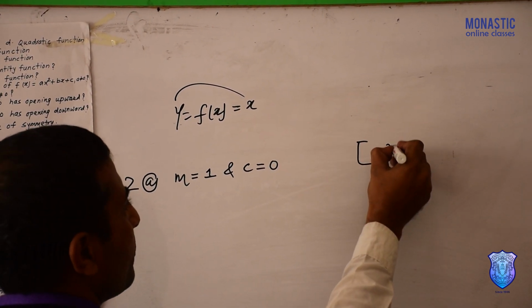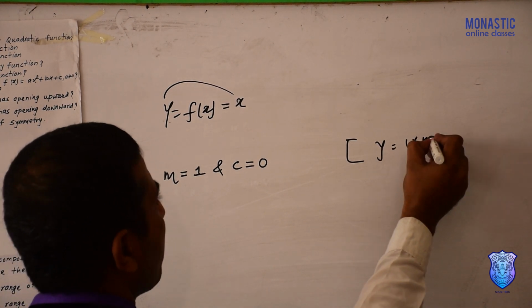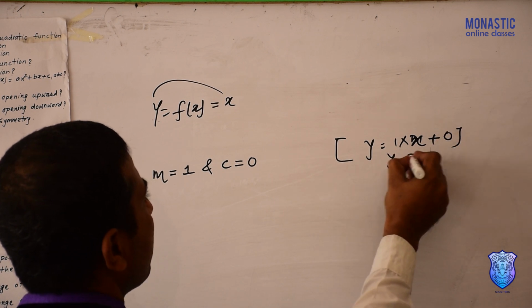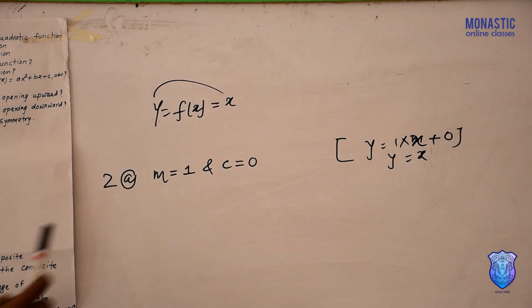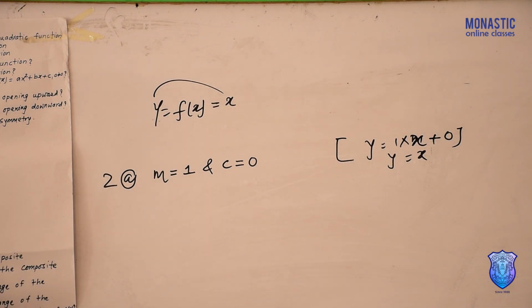If you put 1 in place of m and 0 in place of c, what will you get? y is equal to x. That's our answer: m is 1 and c is equal to 0.